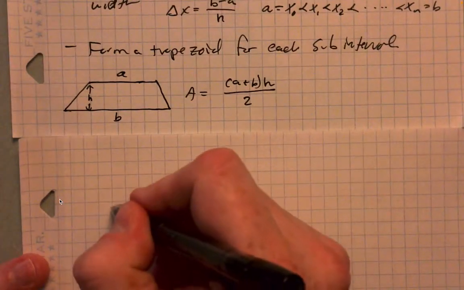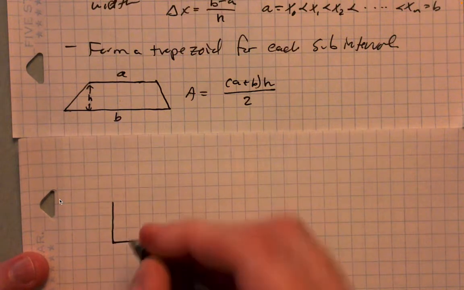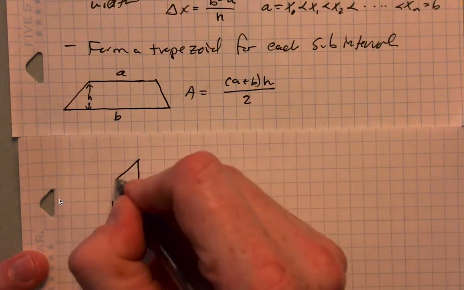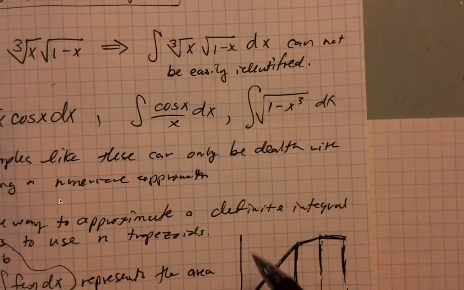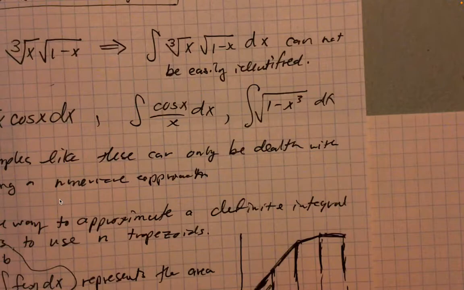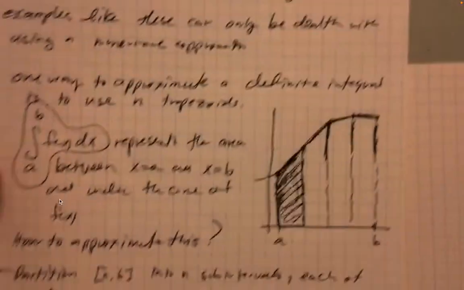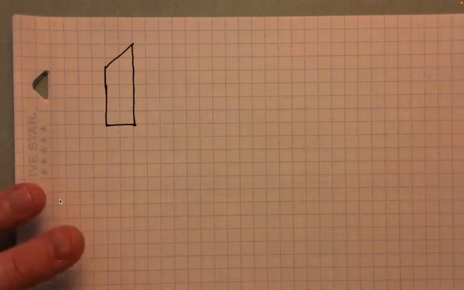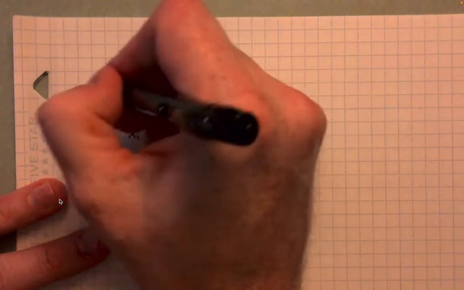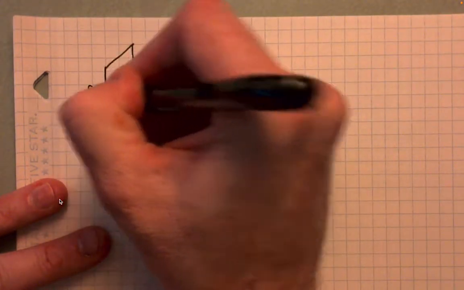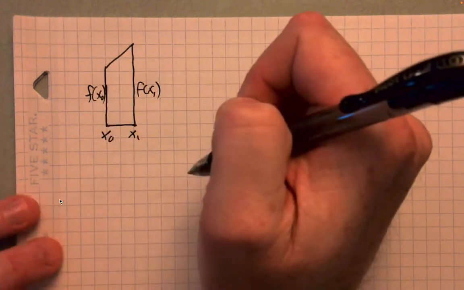So let's take our first trapezoid here. Say it kind of looks like this. Again, this is just me mocking up this one right here. The first trapezoid would look like this. So here's your x0 and your x1, and then the height is f of x0 and f of x1.